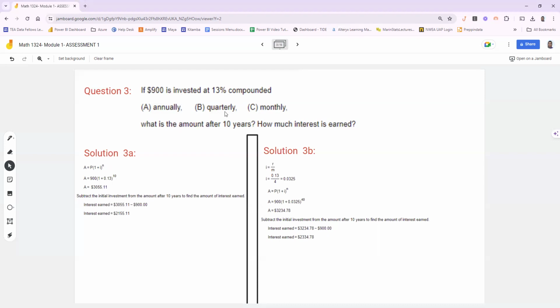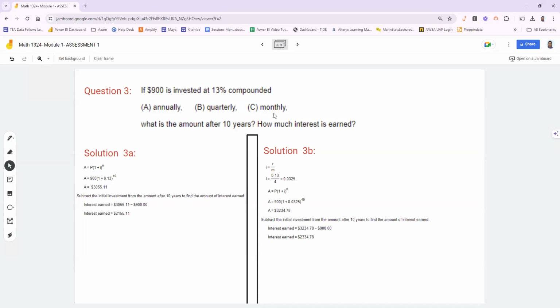So when it is quarterly, quarterly means the m value is equal to 4. So in order to find your i first, you're going to divide your rate by 4 because it's quarterly. So this will be your i value. And then your n is not 10 anymore because quarterly means 4 and you have 10 years. So 4 times 10 is 40. That's where 40 comes from on the exponent. And as you can see, this amount is a little bit higher than the amount in part A. Again, when you subtract your $900 from this amount, you can find the interest you're earning with the option B settings.